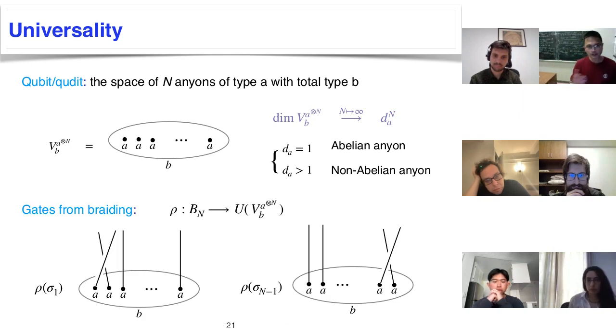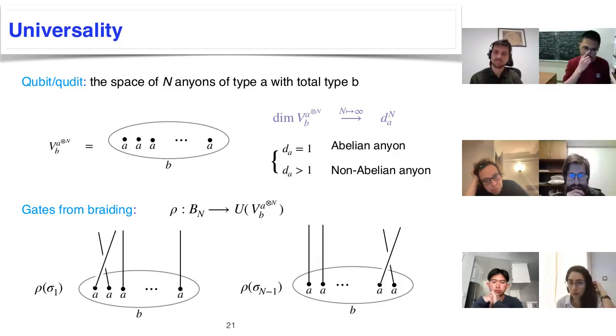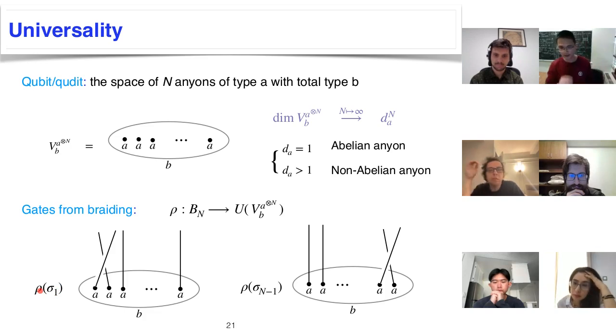Okay, also we know the quantum gates arise from the braiding of the anyons. Mathematically, these quantum gates form a representation of the n-strand braid group. Here, B_n represents the braid group with generators sigma 1, sigma 2, up to sigma n-1. The action of the generators, for example, sigma 1, the first generator, acts by braiding the first and the second anyon, and similarly for the other generators.